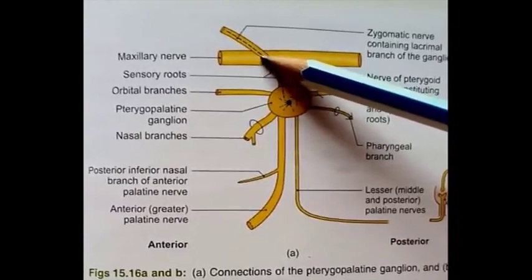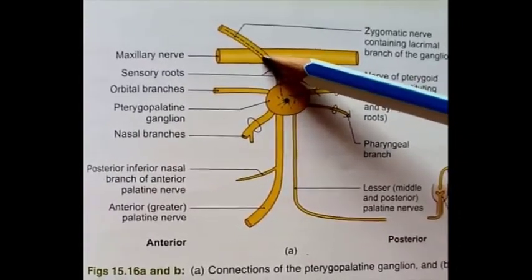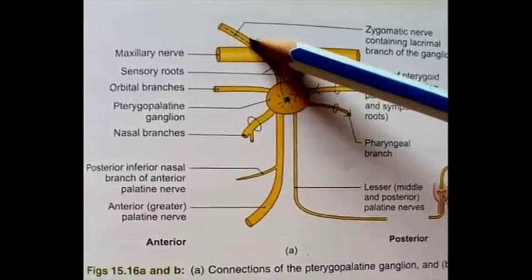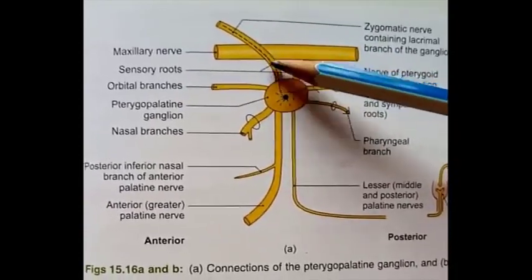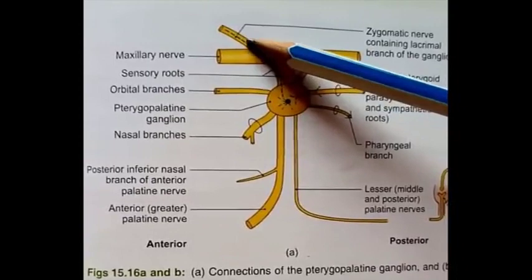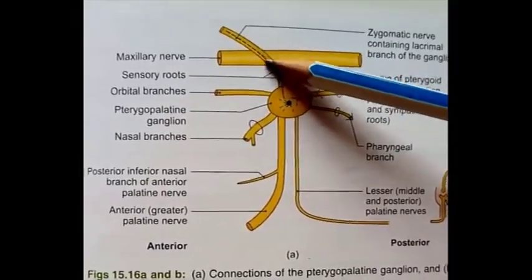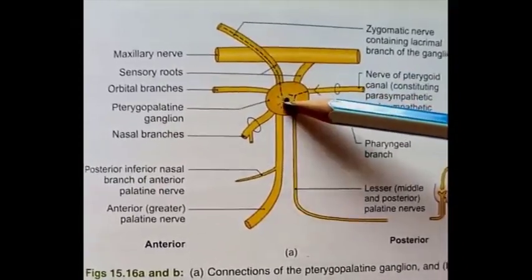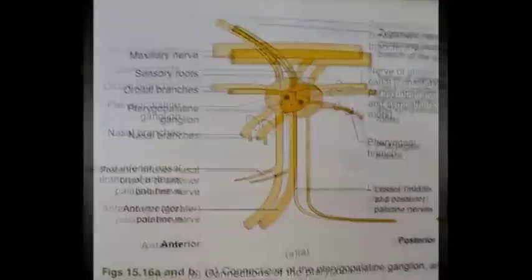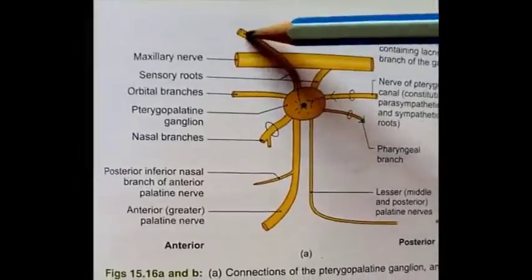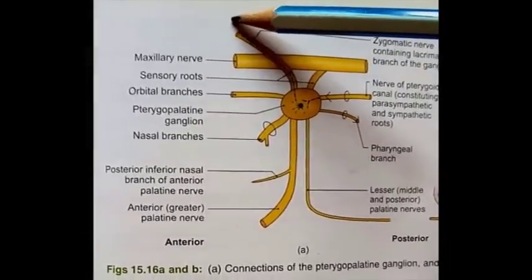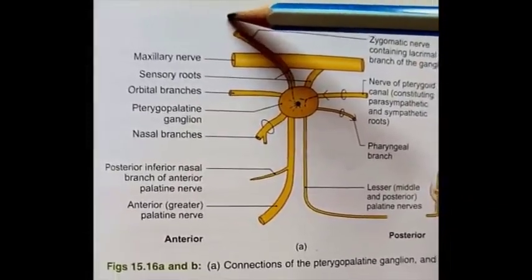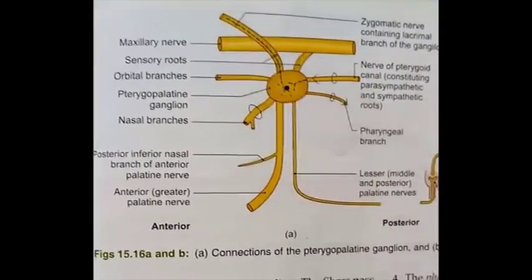So these fibers again mix with the maxillary nerve, and then from the maxillary nerve one more nerve arises known as the zygomatic nerve, which carries the sensory fibers or postganglionic fibers of this ganglion. So the fibers of the lacrimal nerve pass along with the zygomatic nerve and supply the secretomotor fibers to the lacrimal gland.